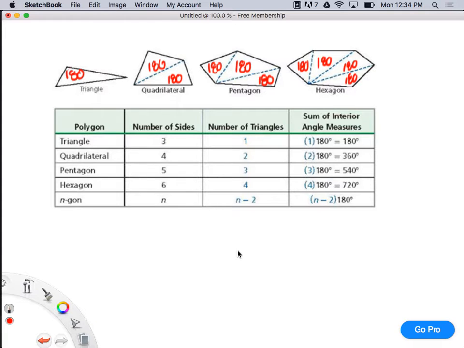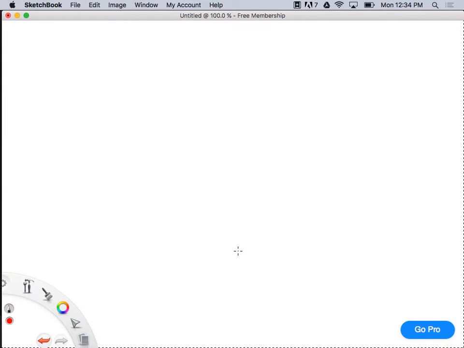So if I want to figure out the sum of the interior angles of a polygon, all I have to do is n minus 2 times 180. So I take the number of sides, I subtract 2, and I multiply it by 180. So, class, the equation is n minus 2 times 180.